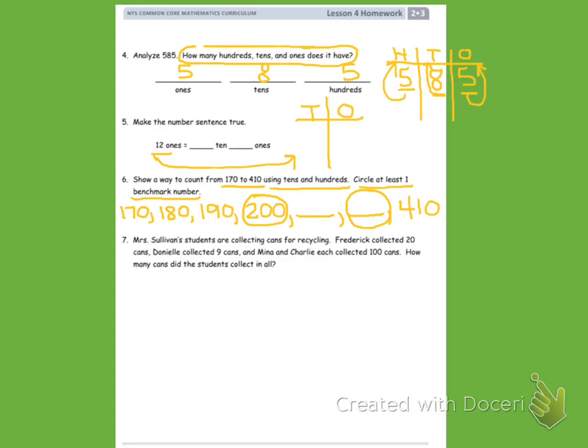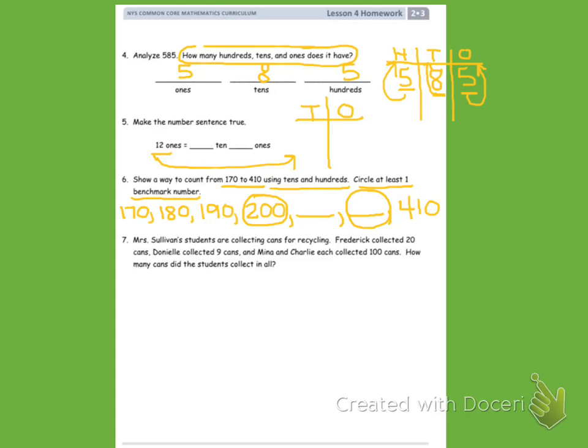In question 7, it says, Mrs. Sullivan's students are collecting cans for recycling. Frederick collected 20 cans, Danielle collected 9 cans, and Mina and Charlie each collected 100 cans. How many cans did the students collect in all? Now I need to reread it and use my close reading skills to find the important details. Mrs. Sullivan's students are collecting cans for recycling. That sentence doesn't tell me anything that I need in order to solve the problem, so I won't underline anything.